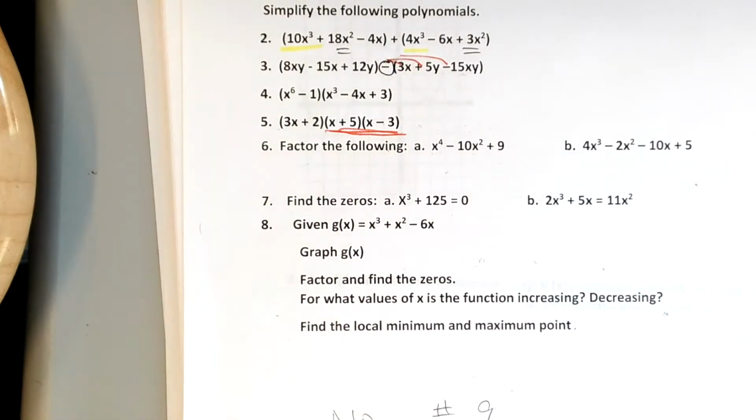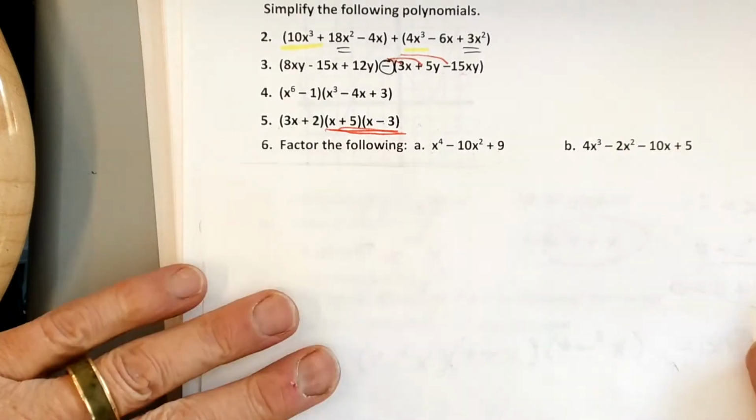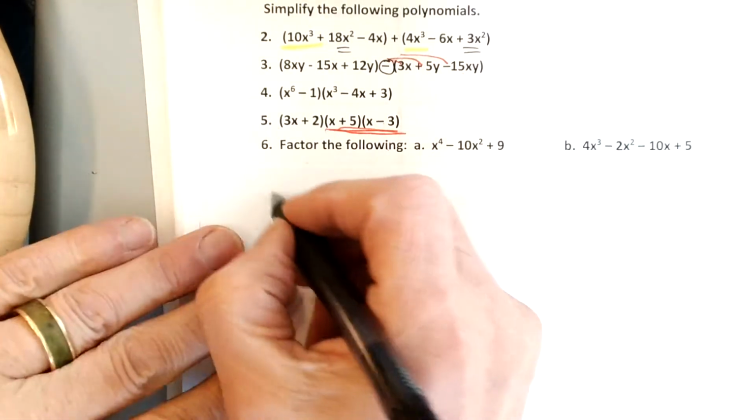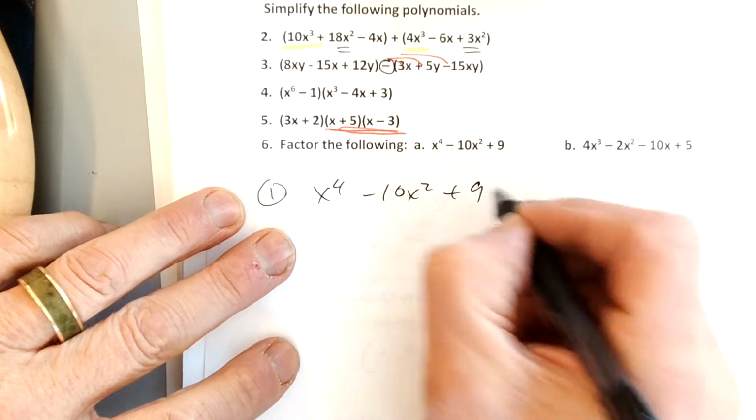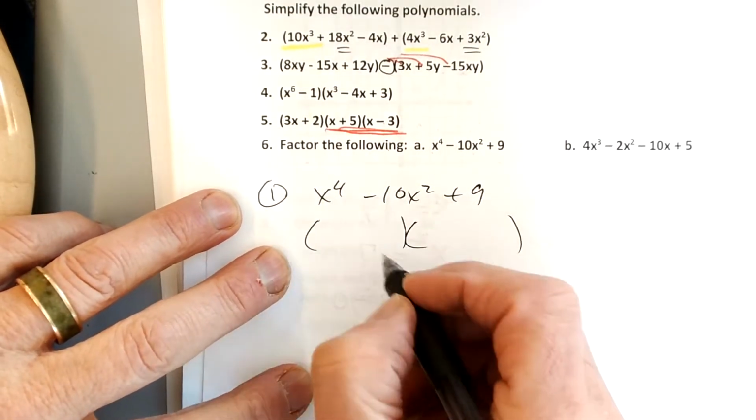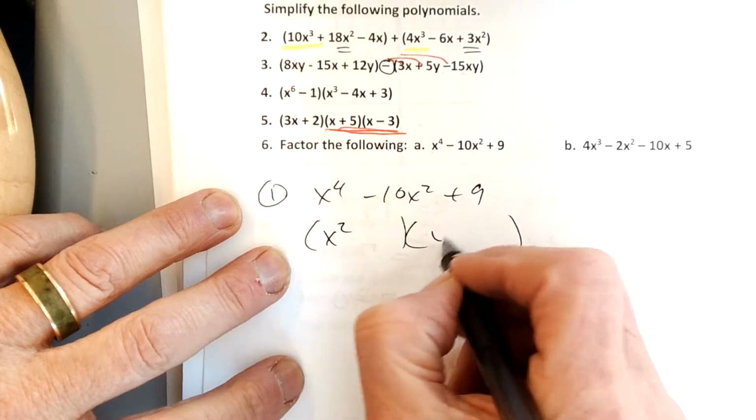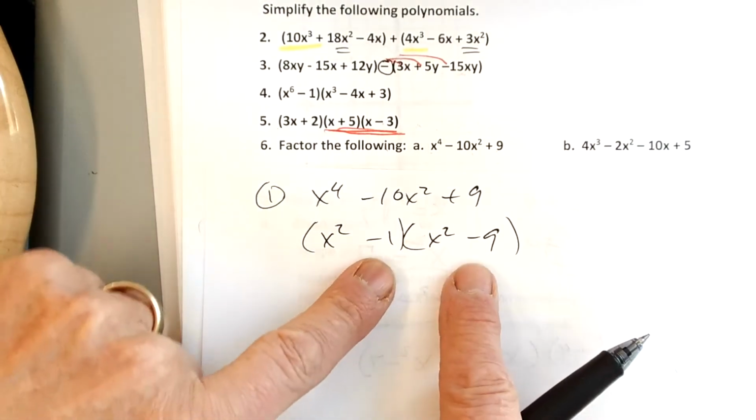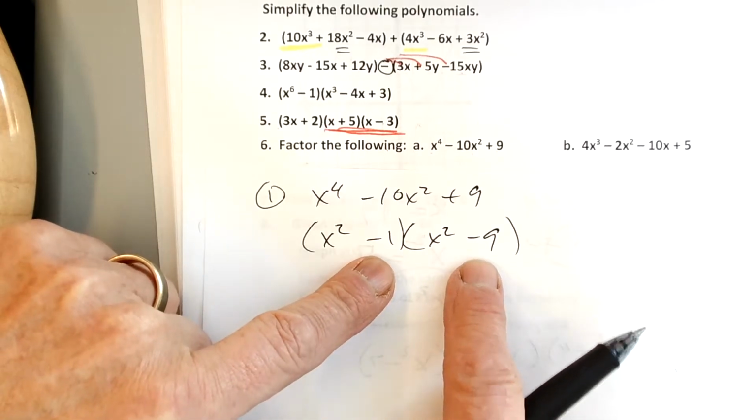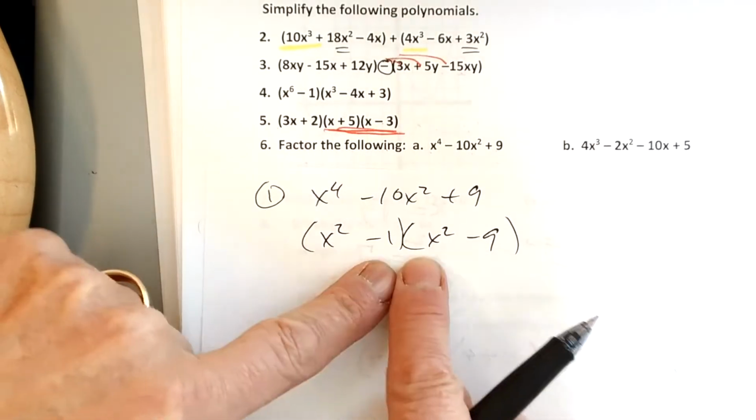Okay, so let's take a look at 6. Number 6, factor. Well, we can do that. So number 6, I have x to the 4th minus 10x squared plus 9. I'm going to factor this, okay? And I'm going to get an x squared, minus 1, minus 9, because negative 9 times negative 1 makes 9, but when we add the x squareds together, we get the 10.